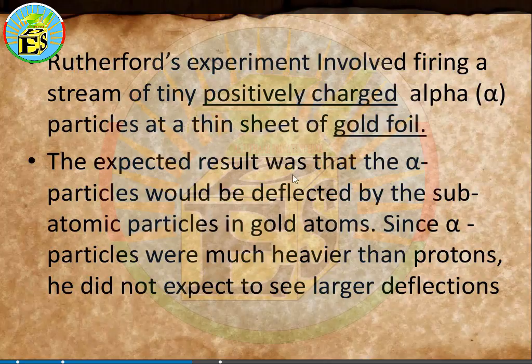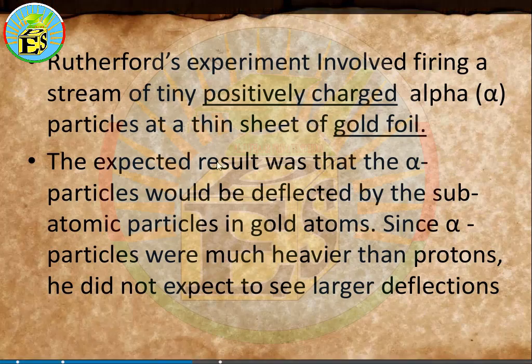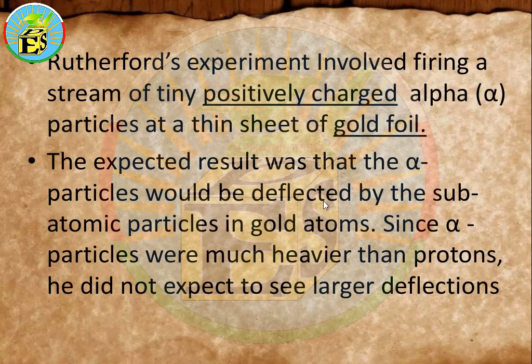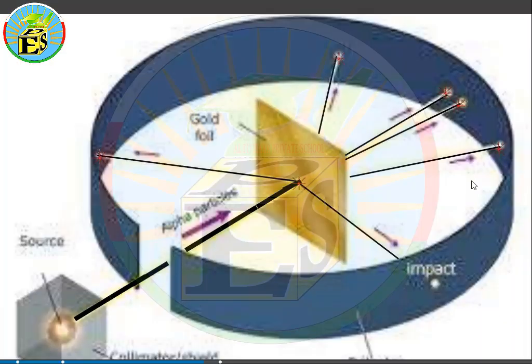The expected result was that the alpha particles would be deflected by the subatomic particles in the gold atoms. Since alpha particles were much heavier than protons, he didn't expect to see large deflections. It means if the atom has subatomic particles like electron, proton, neutron, and we have a gold foil, the alpha particles must be scattered, not deflected, from the gold foil, but his experiment gave another result.